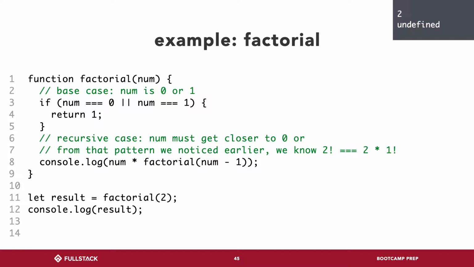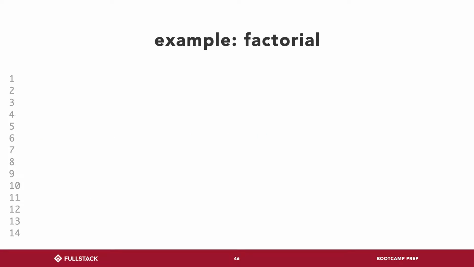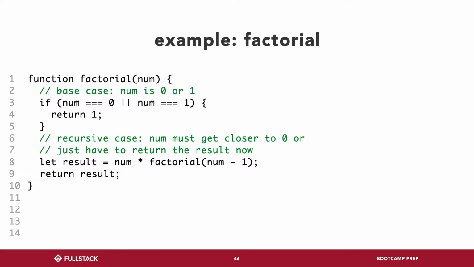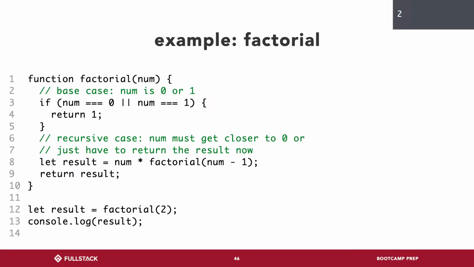If we were to return this, then result would be 2. But this only works. No, I think this works for everything. So now, if you console log results, you do get 2, because we're setting results inside of the function. So this is a different result than this one. We're setting results equal to num times factorial of num minus 1.